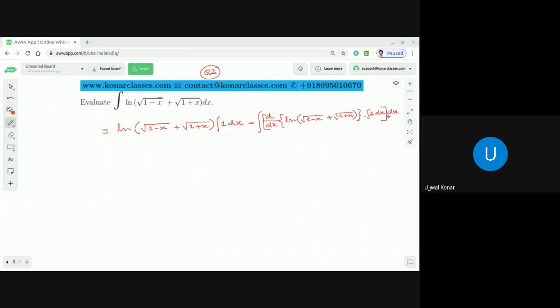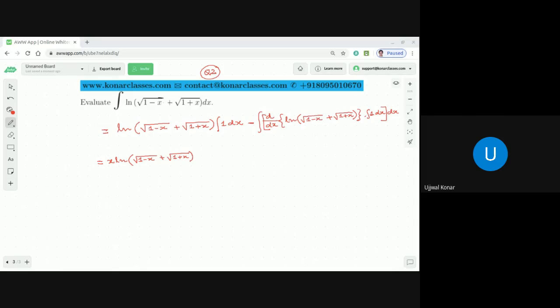Now we know the integration of 1 dx is x, correct or not? So then what we'll get is x into ln of square root of 1 minus x plus square root of 1 plus x, correct or not?